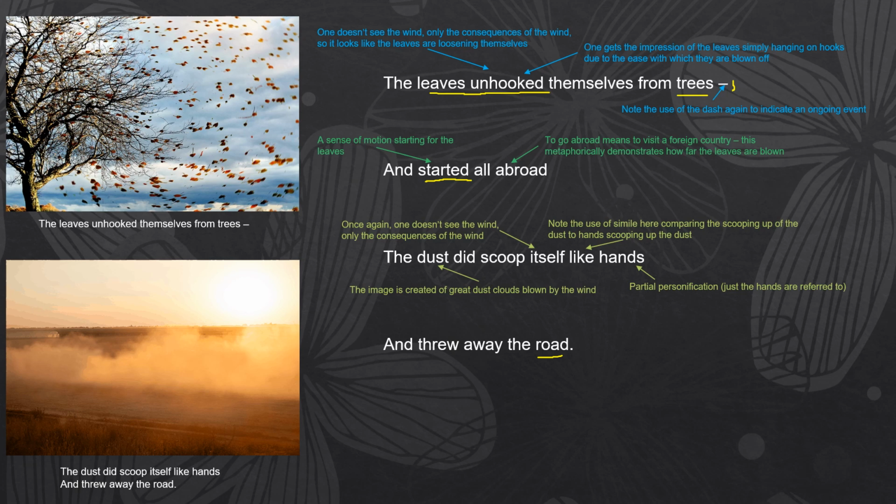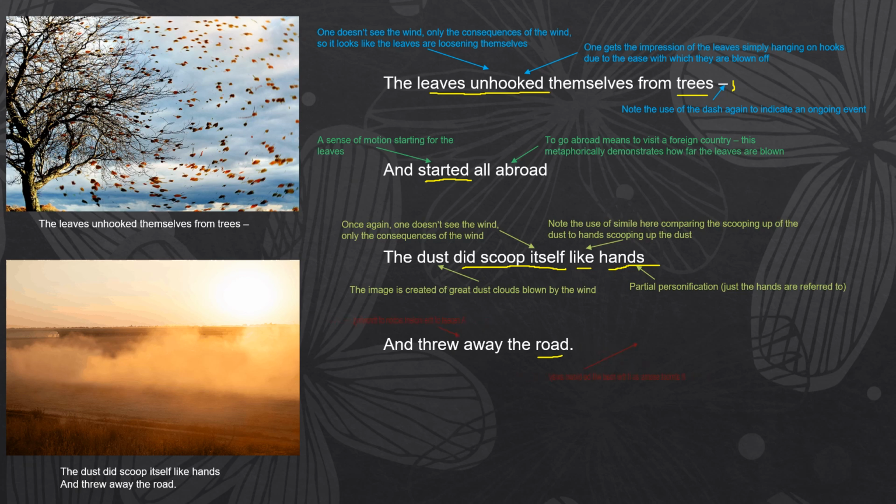And it says here that the dust did scoop itself like hands. And we get this image created here of great dust clouds being blown off of the road. But notice here that it scooped itself. Okay, this is where we get this sense that it's the wind doing it, but we can't see the wind, so we only see the actions of the wind. All right. Notice the use of simile. Okay, comparing the scooping up of the dust by the wind to hands scooping up the dust. We also have a partial personification over here, just a reference to hands. That's of course the wind itself that's doing it.